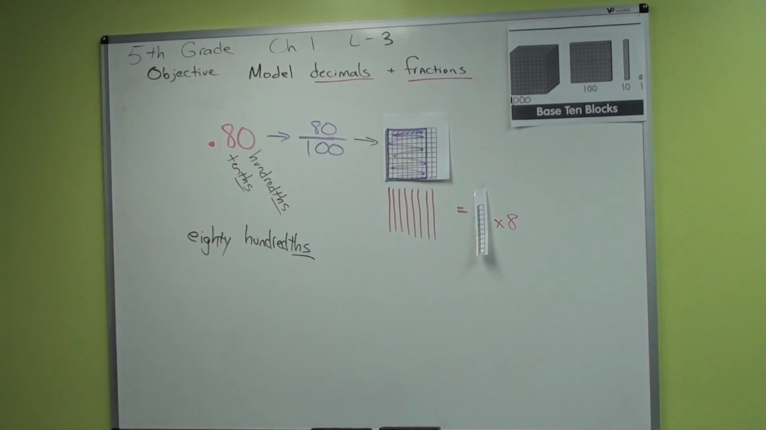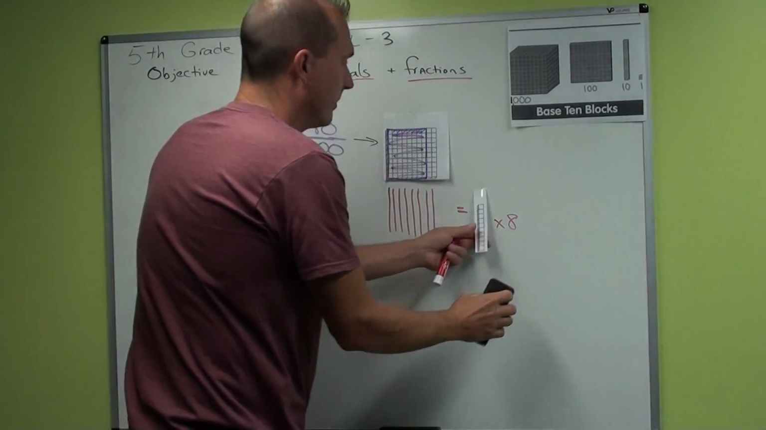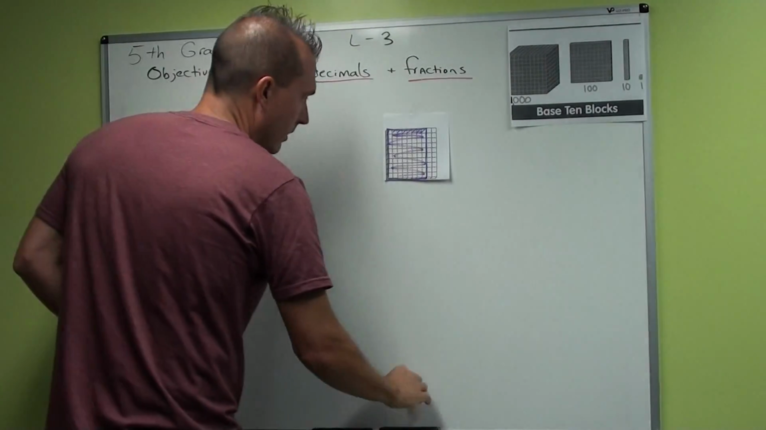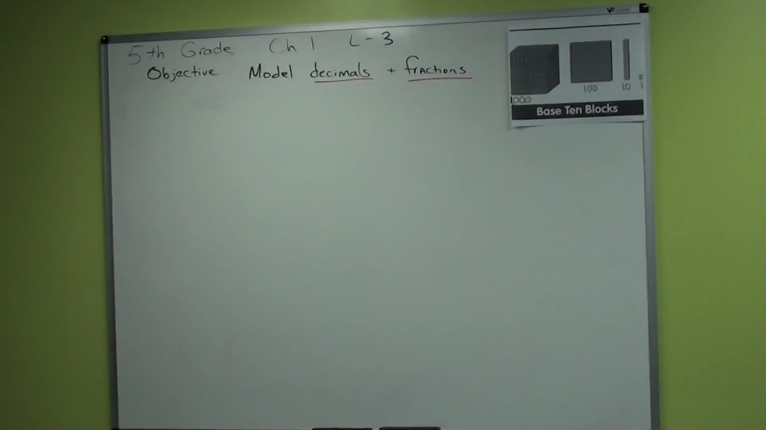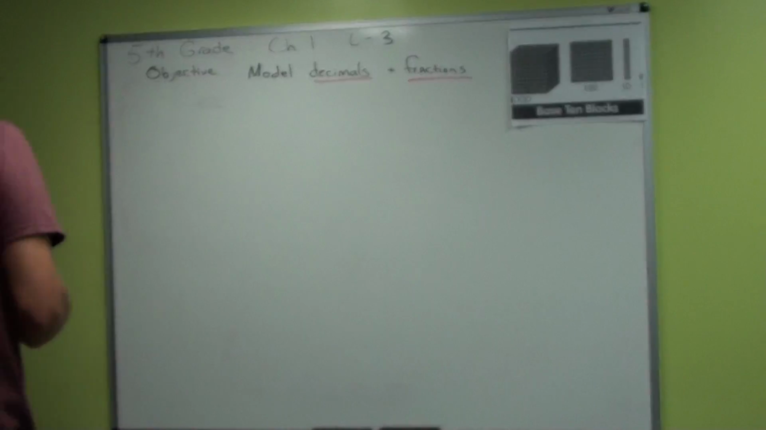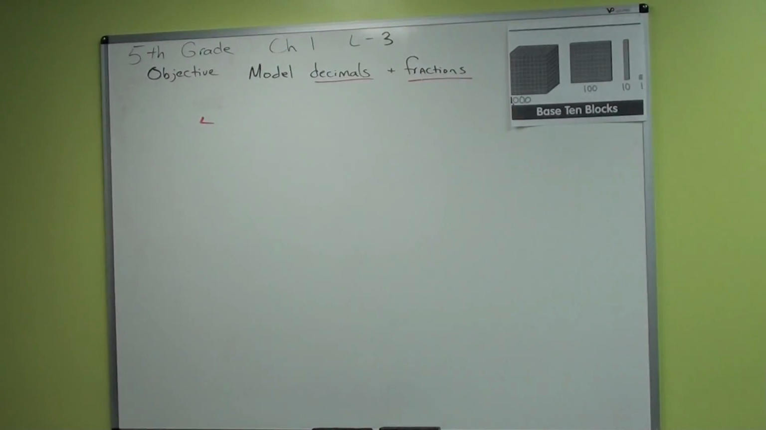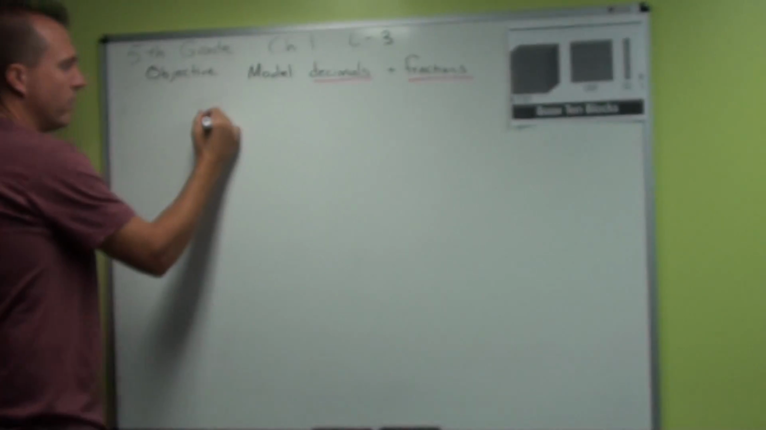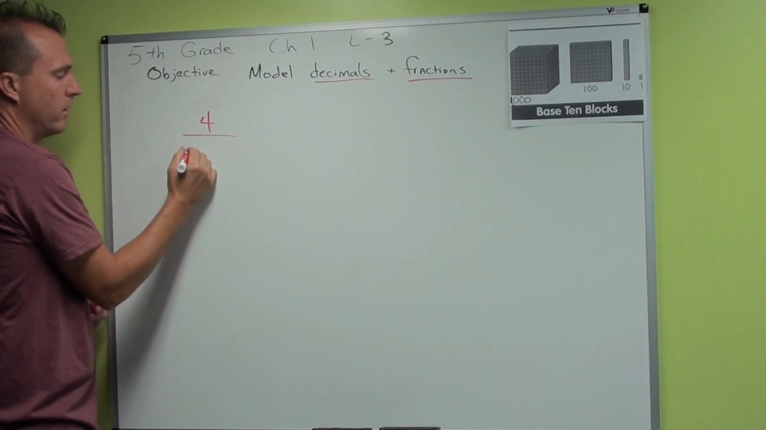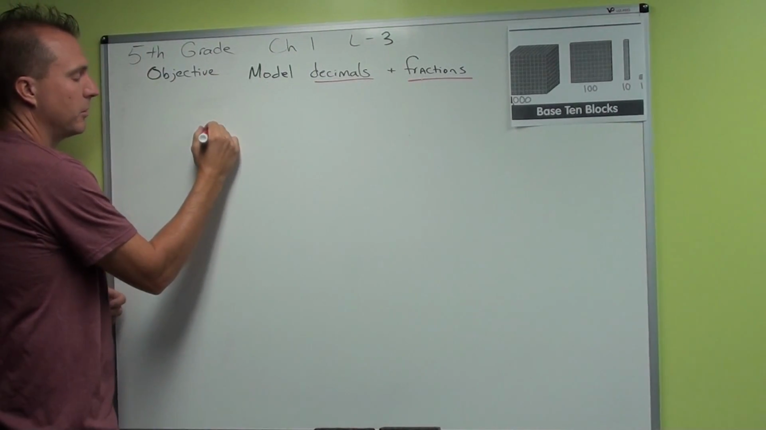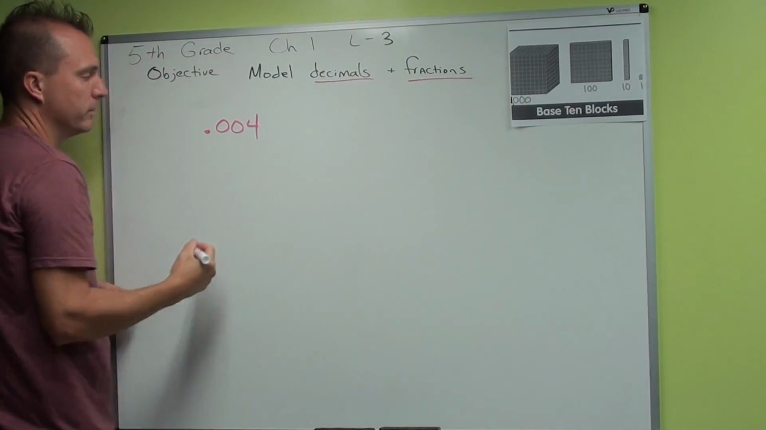Okay? Alright. Now let's go to our next one. Alright, our next one's going to be, wait a minute. Sorry. Decimal point 004.